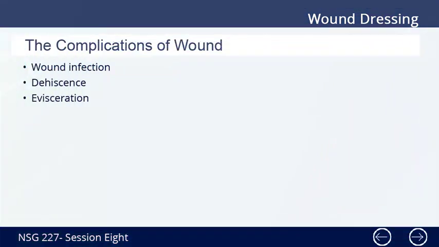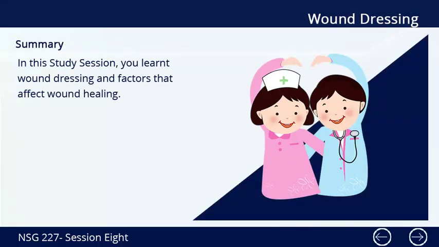The complications of wound. 1. Wound infection. 2. Dehiscence. 3. Evisceration. Study session summary. In this study session, you have learned about how to dress a wound, why a wound should be dressed, assessment of wound, the technique of wound dressing, the factors that delay wound healing, the stages of wound healing, and the complications of wound.